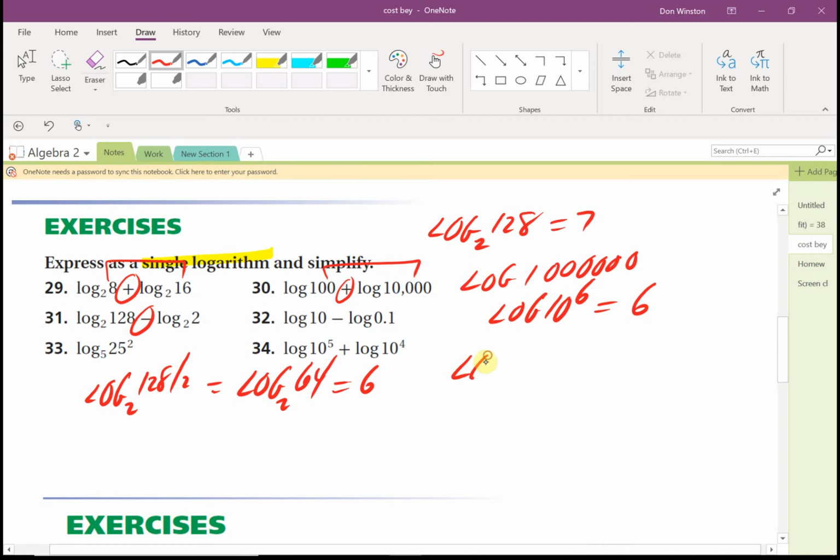Number 32, I have log base 10 of 10 minus log base 10 of 0.1. I don't like working in decimals. I'll just write this log base 10 of 1 over 10. Okay.